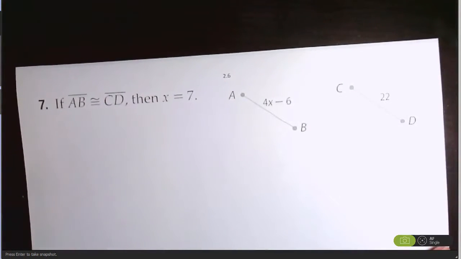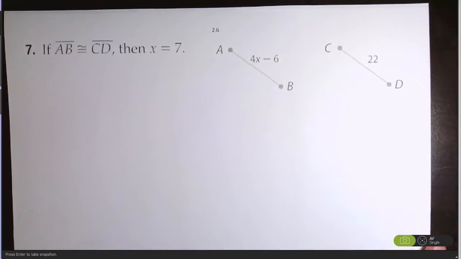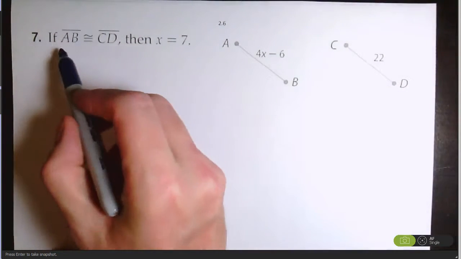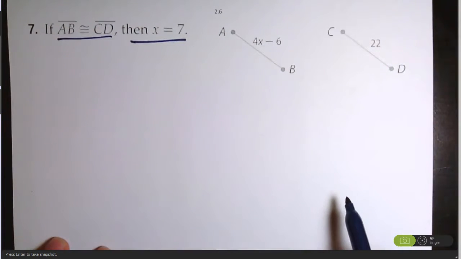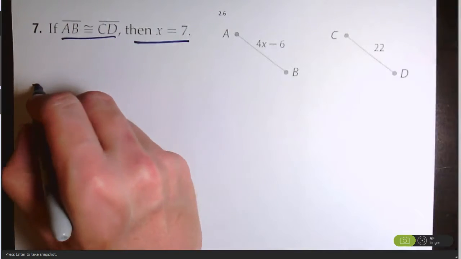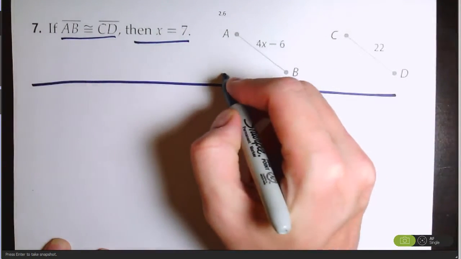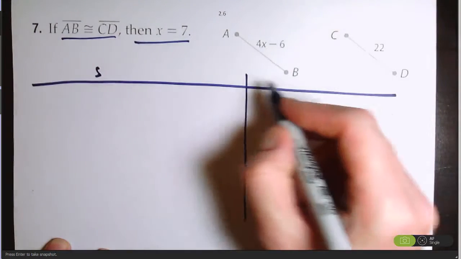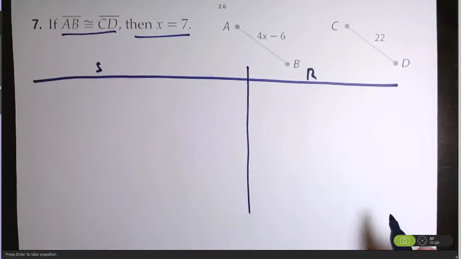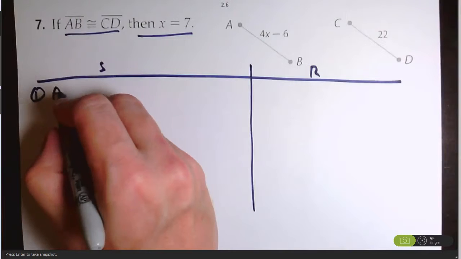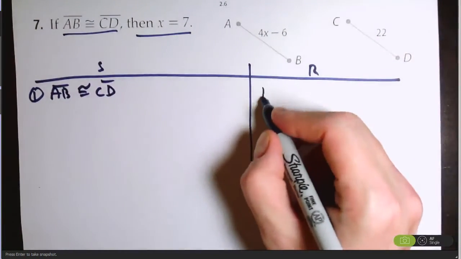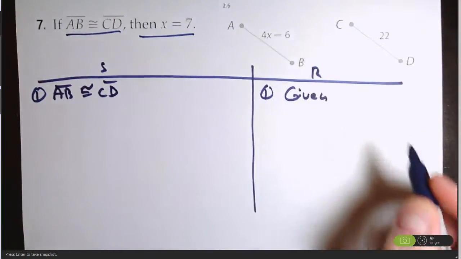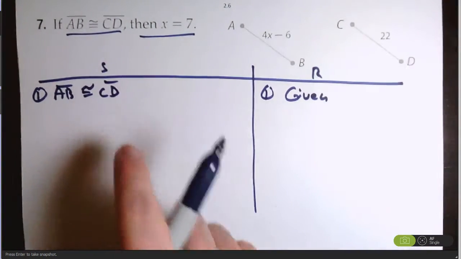All right, next example. This is one of the ones the book likes to use, a segment example. They've told us that if AB is congruent to CD, then x equals 7. So what we're actually doing here is a proof. We've got our statements and reasons, so we'll do our T-chart. I always do an S and an R because I'm lazy. The first thing is the given: AB is congruent to CD. Now, like on the notes video, here's where we have to translate.